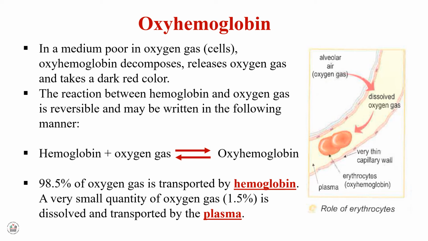98.5% of oxygen gas is transported by hemoglobin. A very small quantity of oxygen gas, 1.5%, is dissolved and transported by the plasma. فإذا القسم الكبير من الأكسجين غاز بينتقل by hemoglobin بينما 1.5% بينتقلوا by plasma.